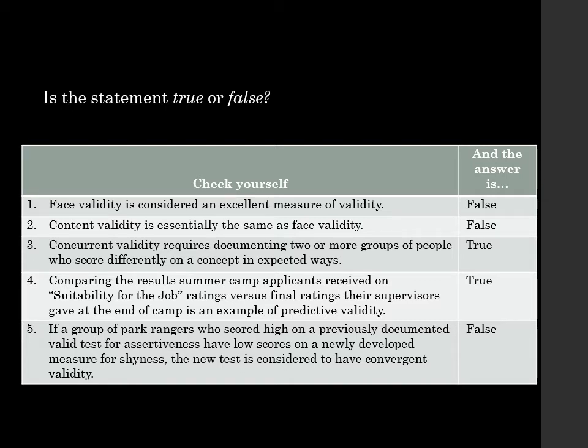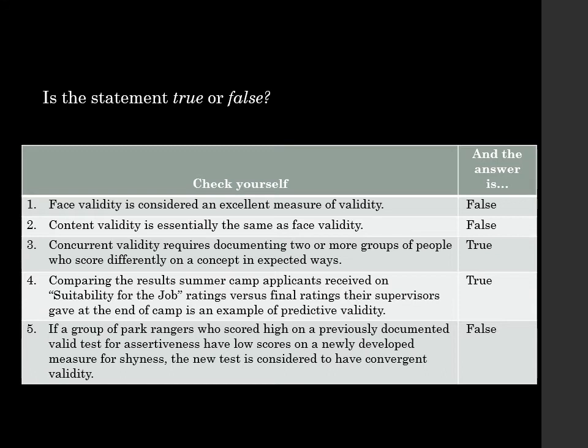Concurrent validity requires documenting 2 or more groups of people who score differently on a concept in expected ways. That's accurate. Comparing the results of summer camp applicants received on a suitability for the job ratings versus final ratings their supervisors gave at the end of the camp is an example of predictive validity. And this is true. So we look at something we thought would happen, and we look at what happened, and we found out it was true.